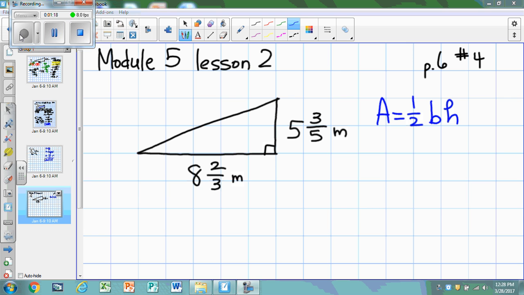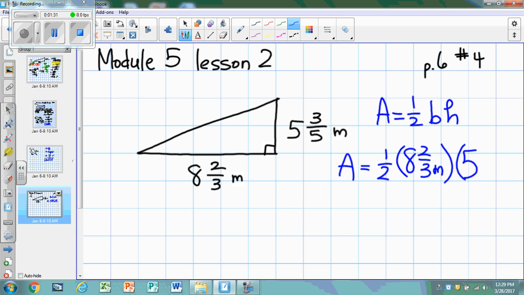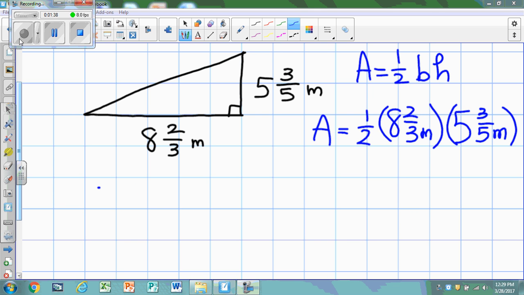My base is 8 and 2/3 meters. My height is 5 and 3/5 meters. What's our next step? What do we have to do with those mixed numbers? We have to do something to them. What do we have to do then? Call out? Turn them into improper fractions. So A equals half.